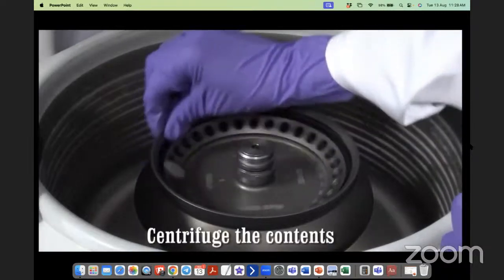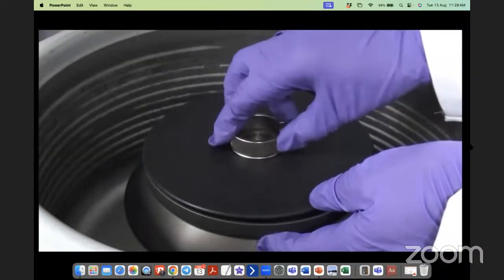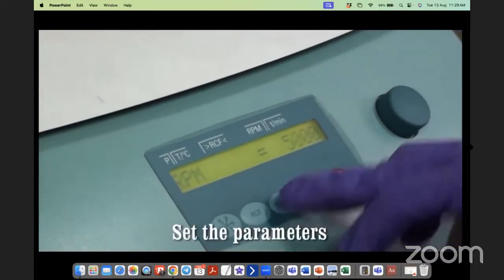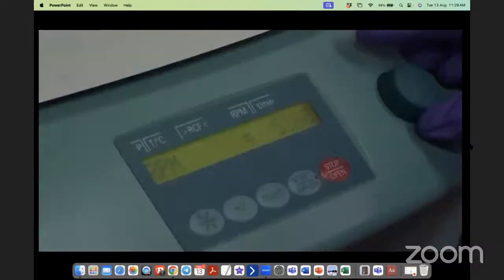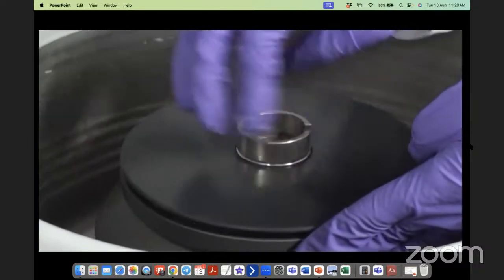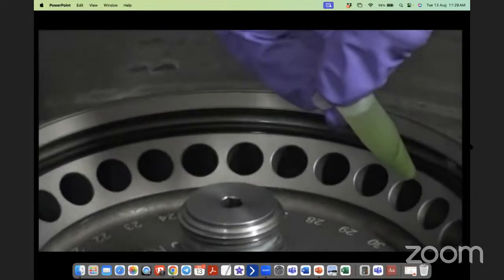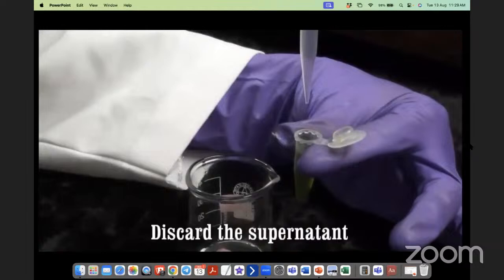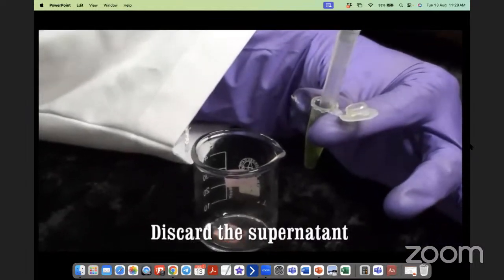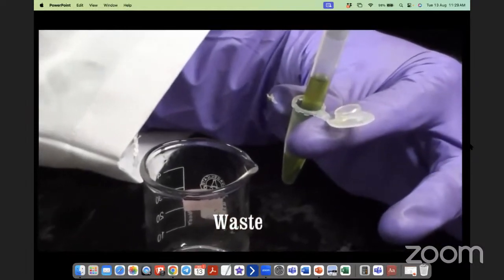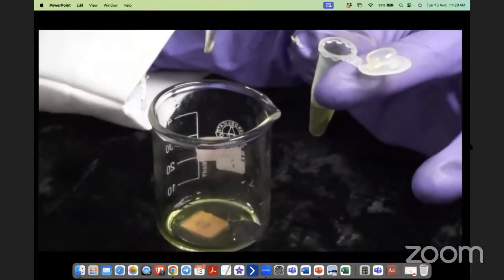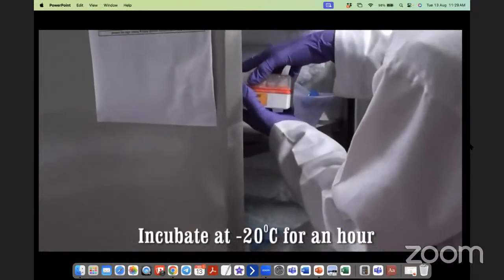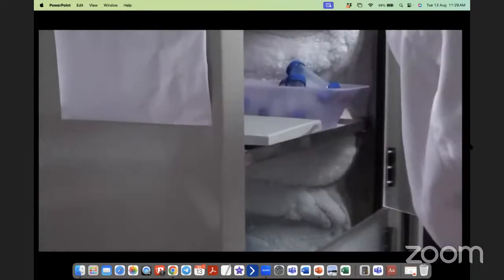Centrifuge the sample at 10,000 rpm for 5 minutes and maintain a temperature of 4 degrees Celsius during the process to ensure that there is no denaturation of the proteins. Discard the supernatant and retain the pellet containing plant proteins along with various other intracellular components. Incubate the pellet at minus 20 degrees Celsius for an hour.